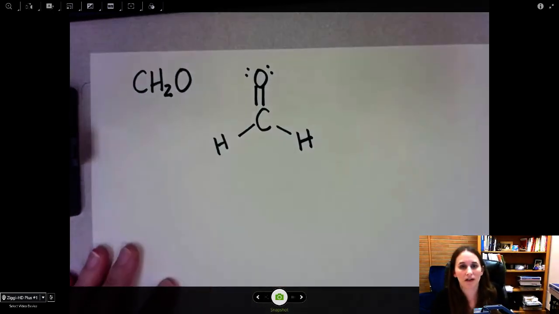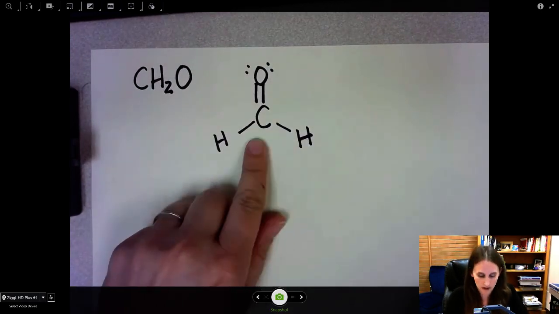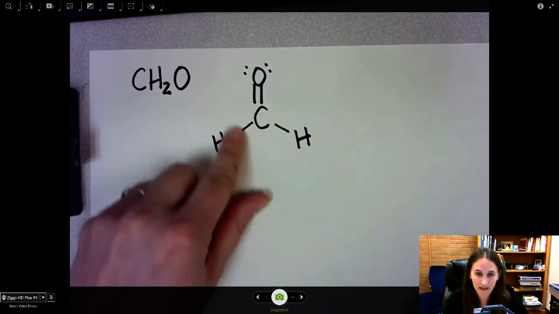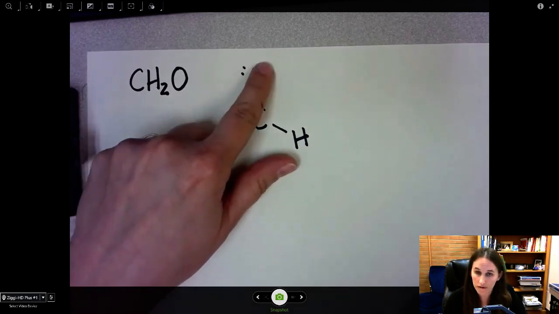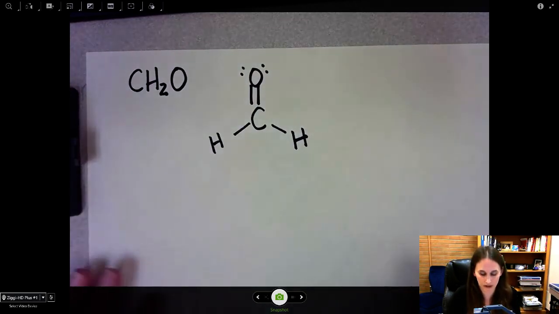So let's consider if their octet is filled. The hydrogens are, because they only want two. The carbon, 2, 4, 6, 8, that's got a full valence shell. And the oxygen, 2, 4 from the lone pairs, 6, 8 from the shared. So it does have a full valence shell.